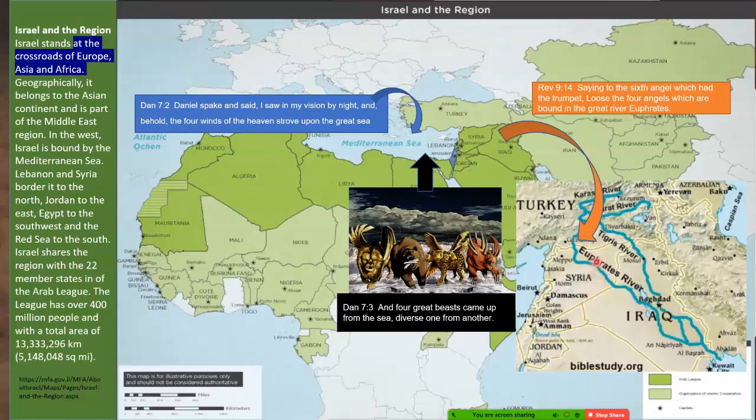river Euphrates, which is Iraq, and the Euphrates, you see, runs straight down the middle of Iraq. So the river Euphrates is right here. So they're coming up from the sea to the land. And so I just wanted us to ponder that. It's just something that I saw and I'm sharing.